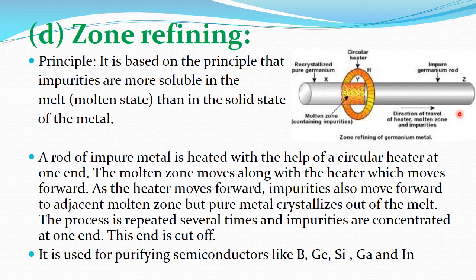If you want to get more purity, again take the circular heater and start from this end X and move again to Z. Like that, repeat the process, and we will get the metal with ultra purity. And this whole process is called zone refining. From the name it is clear why it is called zone refining: the purification by dividing the metal into different zones.